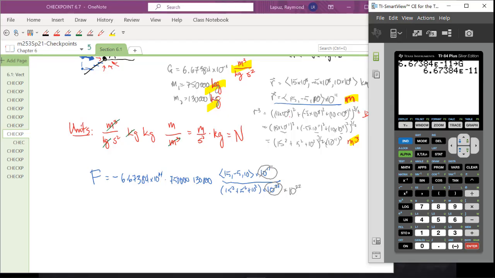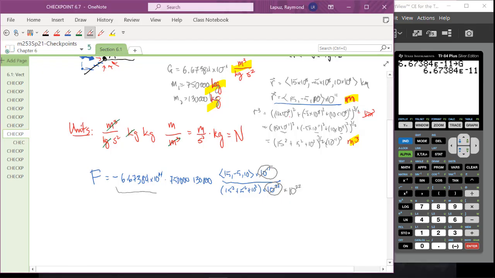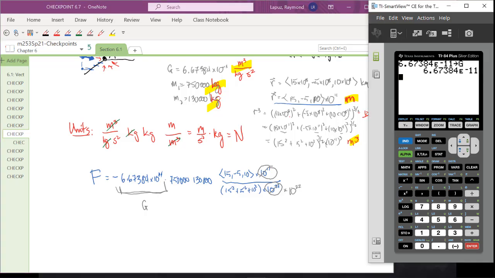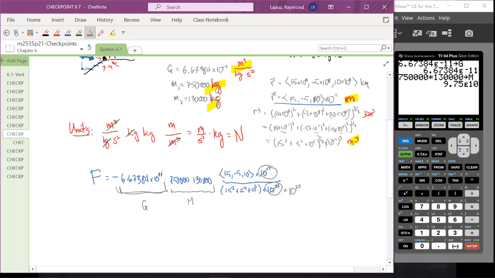Now we have just assigned this, we didn't include the negative sign, so that's G. Now I'm going to go ahead and multiply 750,000 times 130,000, and let's store that into the variable M. These two put together is M, and aside from the vector, this is the only thing we have left. Let's store this under the variable A.